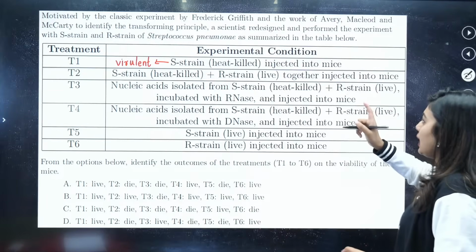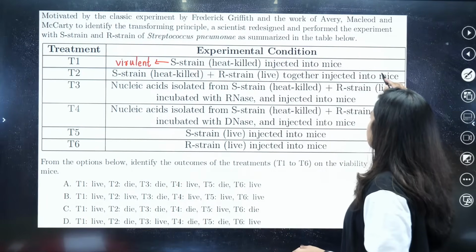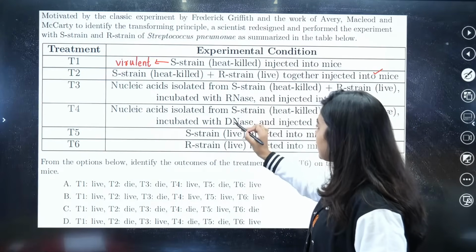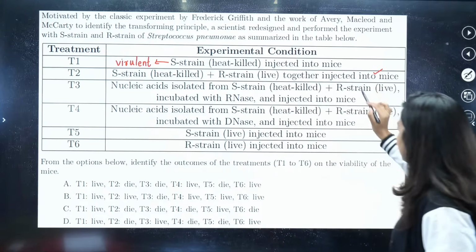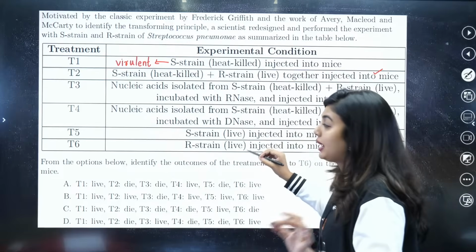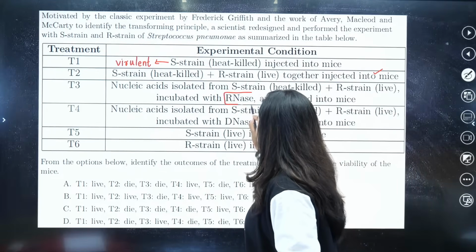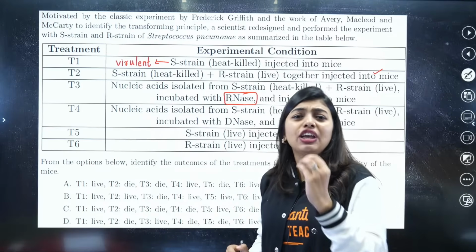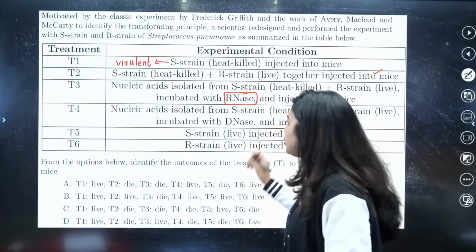S strain heat killed plus R strain together, will the mice die or live? Nucleic acid isolated from the S strain, that is heat killed, plus R strain, incubated with RNAse. We all know that the transforming principle is DNA. If I use RNAse, it is going to remove the RNA.